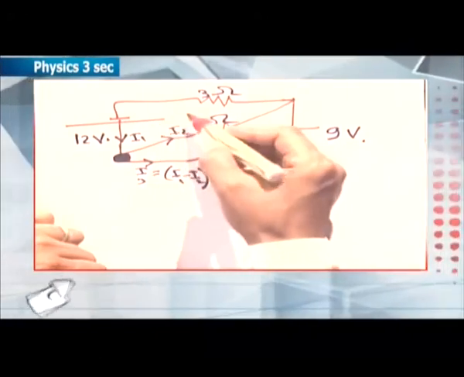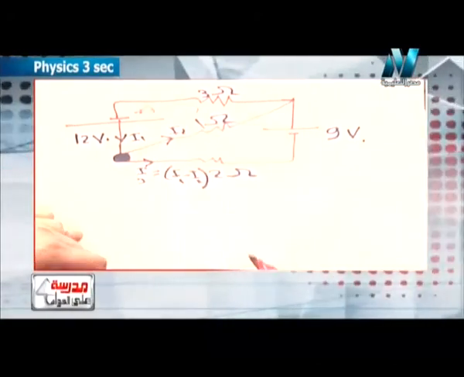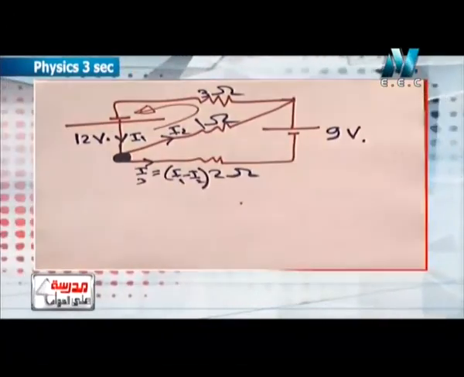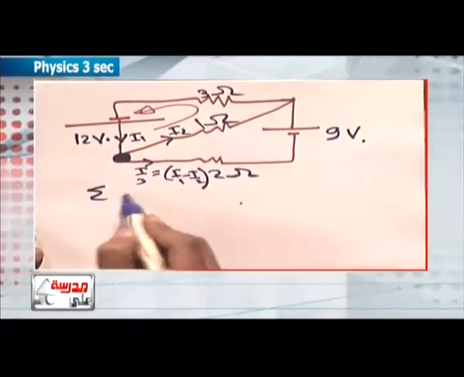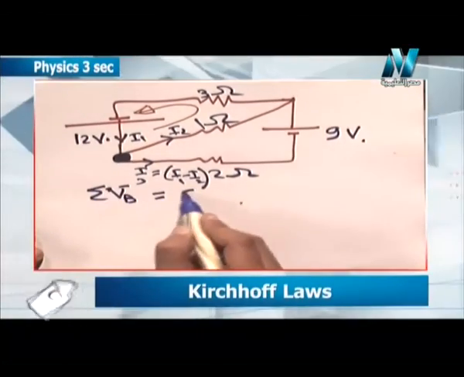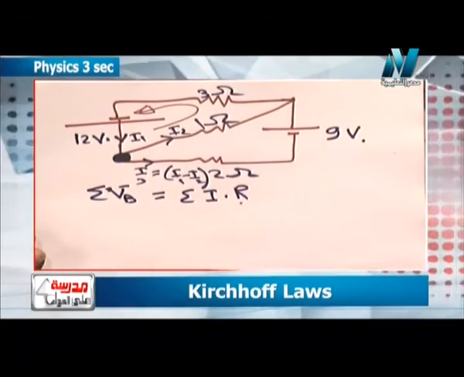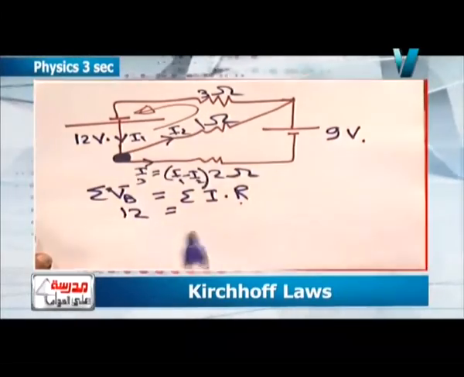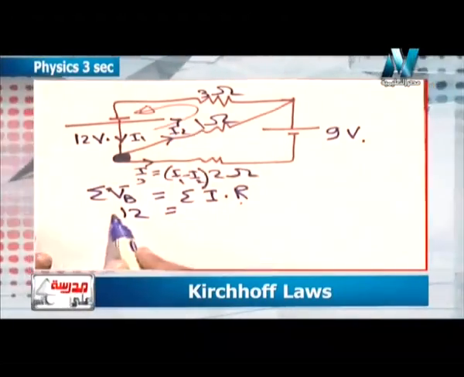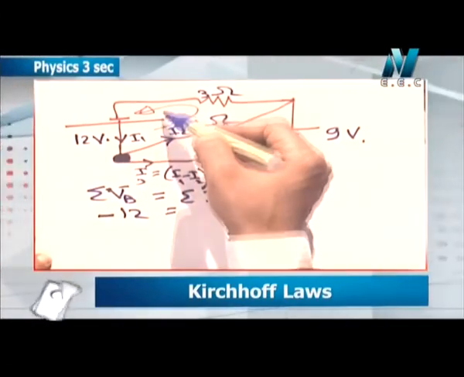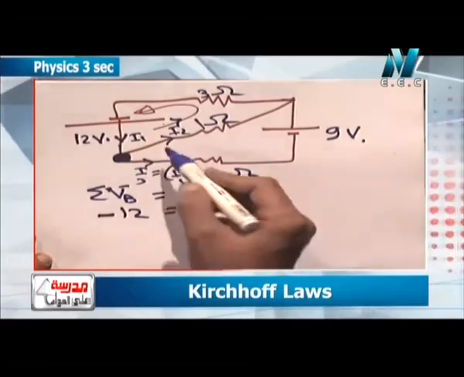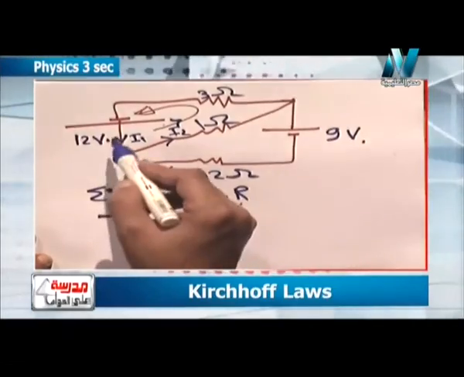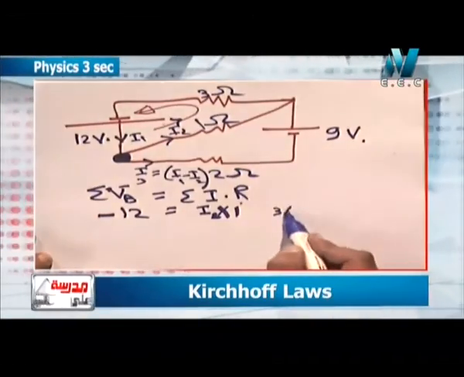Okay, let's continue. As usual, put the loop, anti-clockwise or clockwise, whatever, if he didn't give you that. Sigma VB equals sigma IR. So in that circuit, 12 is negative, because the loop goes from positive to negative, as we said before, equal to IR: I2 times 1, and 3 times I1.